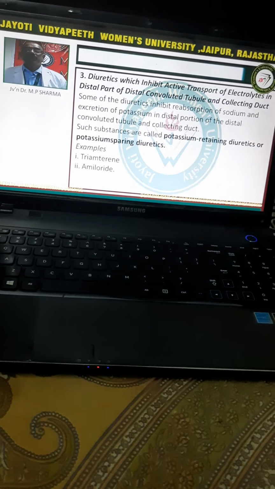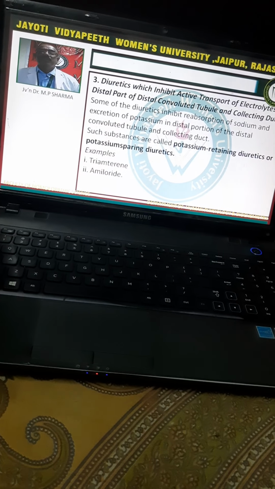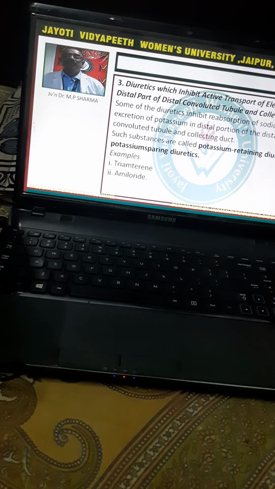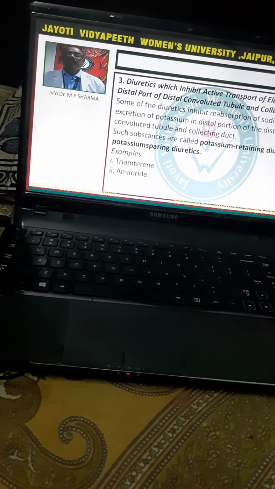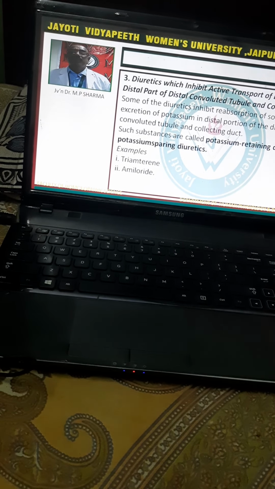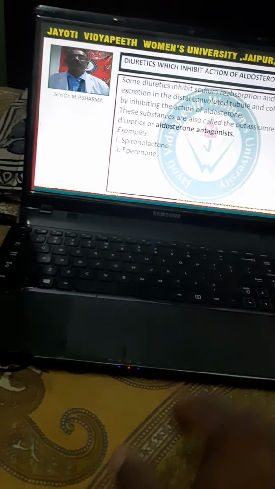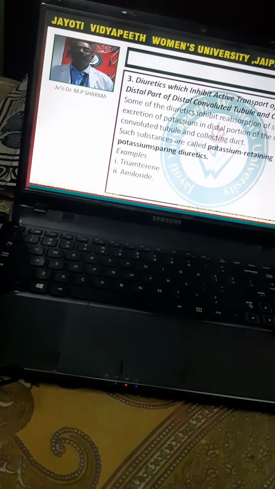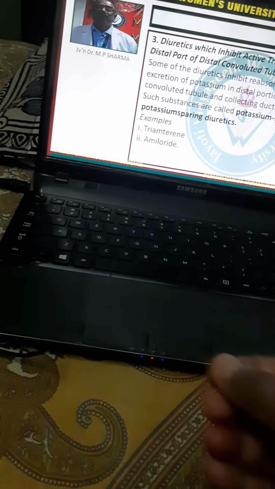Diuretics which inhibit active transport of the electrolytes in the distal part of the distal convoluted tubules and collecting duct. Some of the diuretics inhibit reabsorption of sodium and excretion of potassium in the distal portion of the distal convoluted tubules and collecting duct. Such substances are called potassium retaining diuretics or potassium sparing diuretics. Example: triamterene, amiloride.